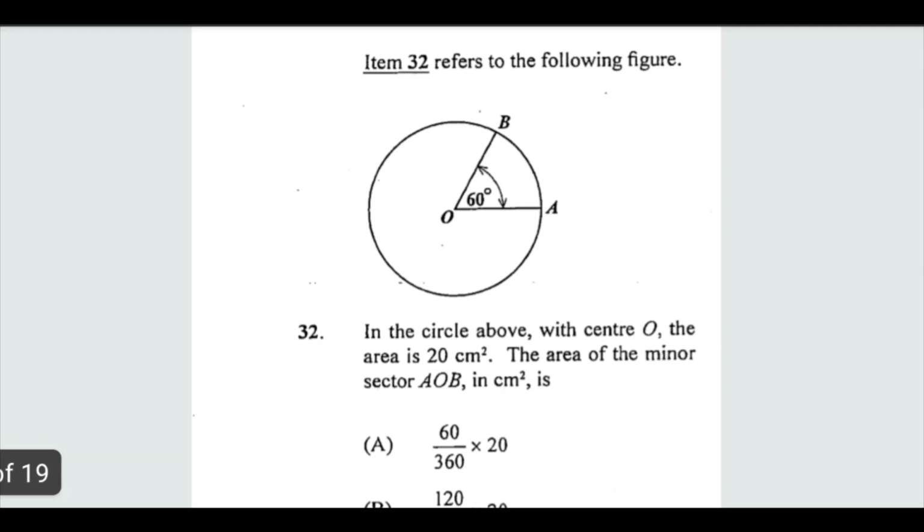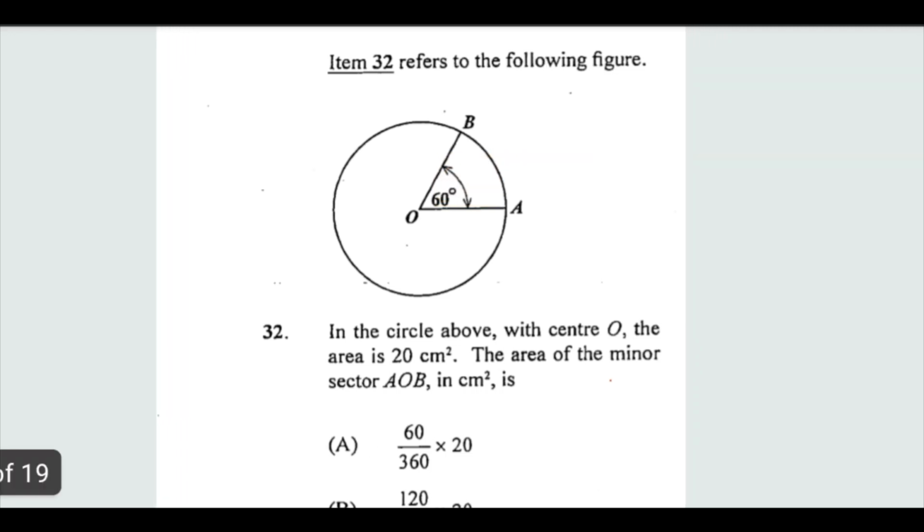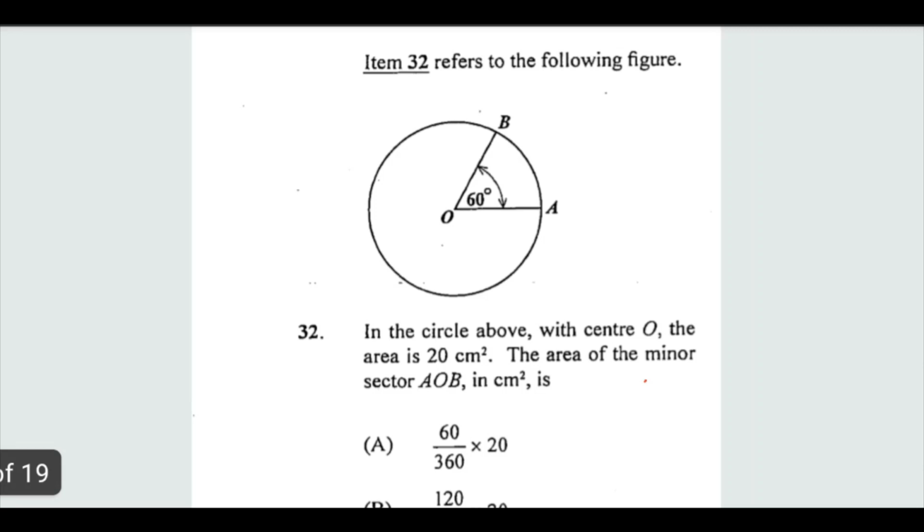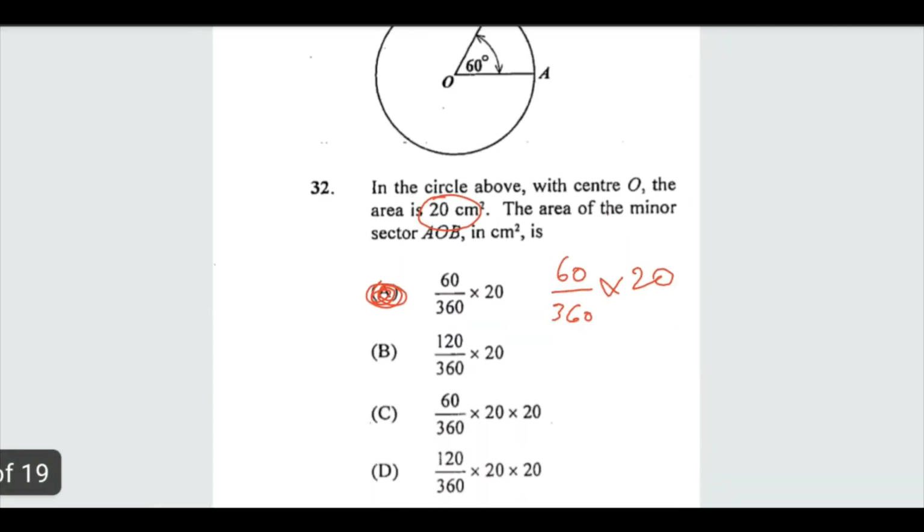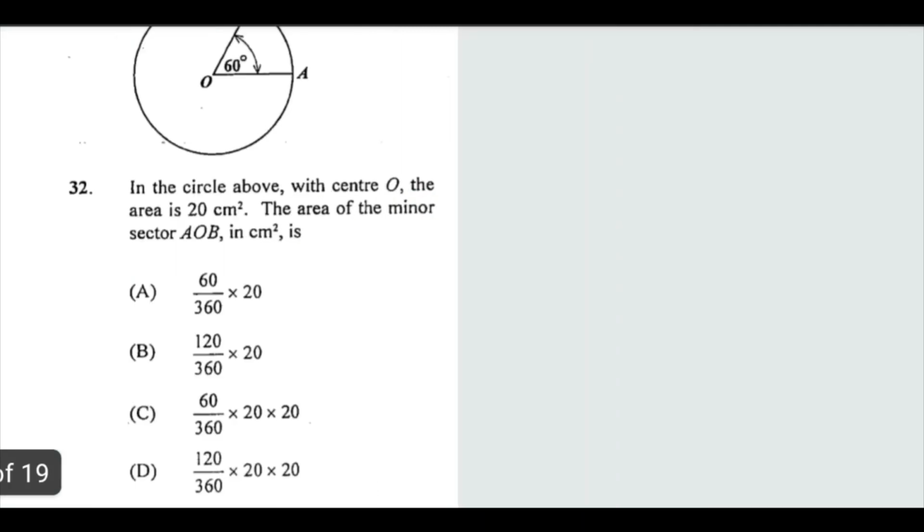Item 32 refers to the following figure. In the circle above, with center O, the area is 20 cm squared. The area of the minor arc sector AOB is, so they want us to find the area of this minor arc here. Right? So the whole area is 20 cm squared. So the area of the minor arc would be 60 over 360 multiplied by pi r squared, but we already found pi r squared to be 20. So it's 60 over 360 times 20, which is A. Alright, no need to check the other options, right? Good.